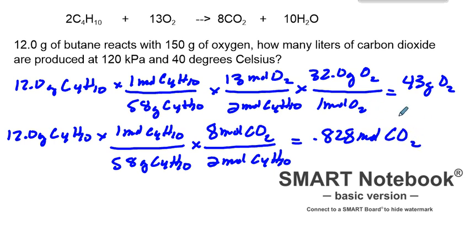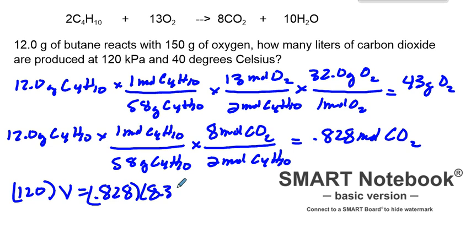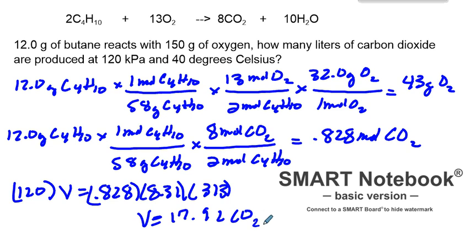Now, of course, we want liters, so now I just go to PV equals nRT. So I'm going to go 120 multiplied by volume equals 0.828. Multiply this by 8.31. And I'm converting that 40 degrees again into Kelvin. And my volume of carbon dioxide produced is 17.9 liters of CO2. Notice again how we always use a limiter through to figure out the volume of our gas produced. And those are 3 examples of doing gas stoichiometry and limiting reactant.